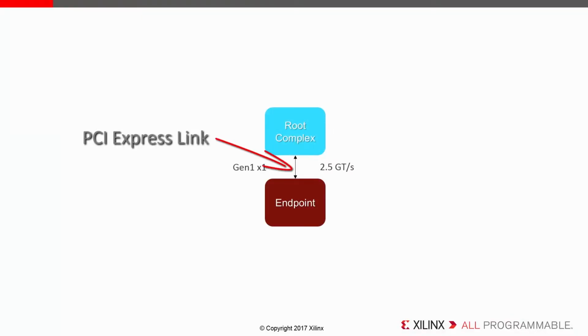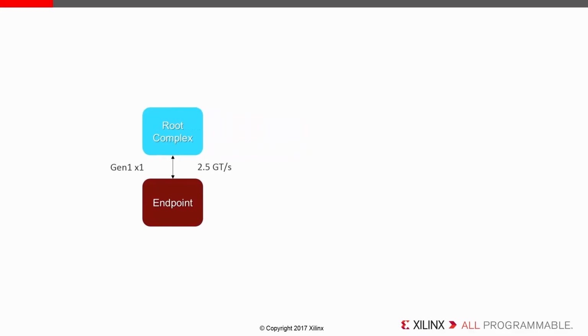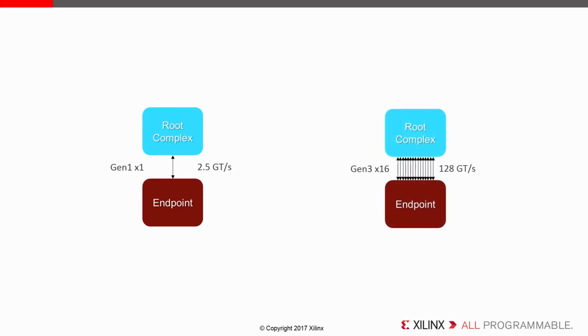The PCI Express protocol makes it so that every time two PCI Express devices are connected, they negotiate how many lanes are enabled, called the link width, as well as how fast the link operates, called the link speed. Xilinx devices operate from Gen 1, which is 2.5 gigatransfers per second, with a link width of by 1, all the way up to Gen 3, which is 8 gigatransfers per second, with an industry-leading width of by 16.